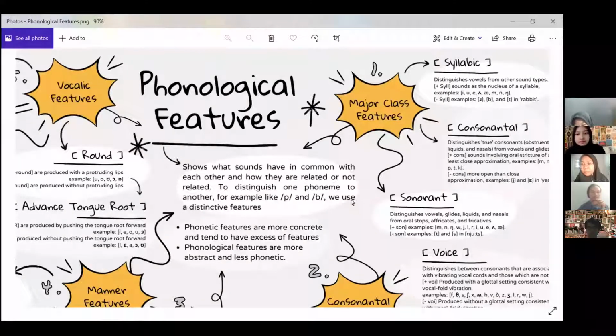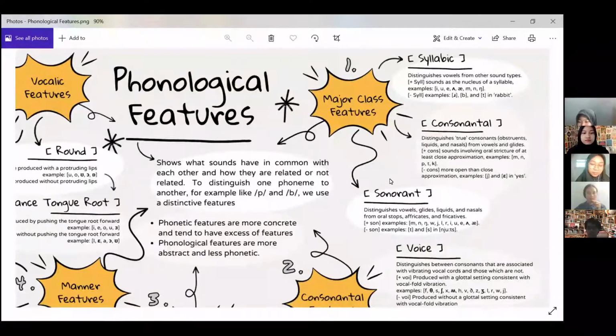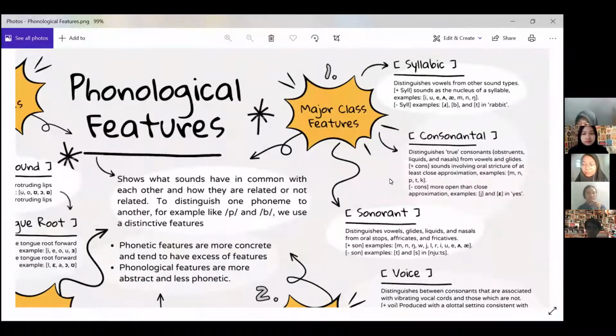Hello, my name is Vitor, with my last student number 052. I'm going to explain about major class features. The first major class feature is syllabic. This feature distinguishes vowels from other sound types. Positive syllabic sounds serve as the nucleus of a syllable. The examples are A and E in rapid. Negative syllabic sounds are not the nucleus of a syllable. The examples are P and T in rapid.